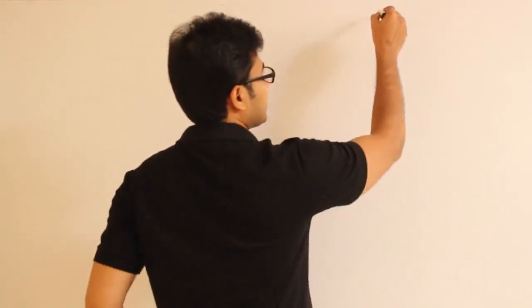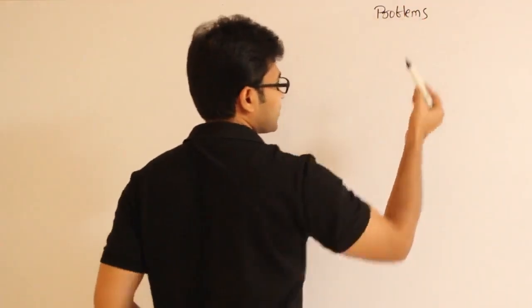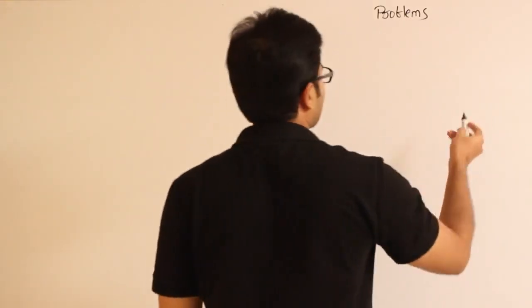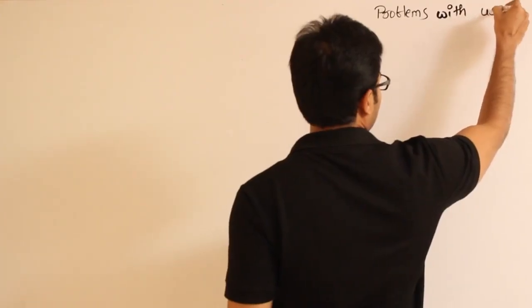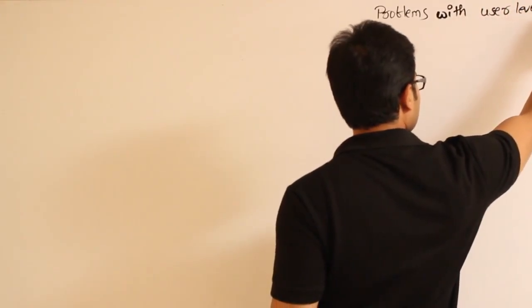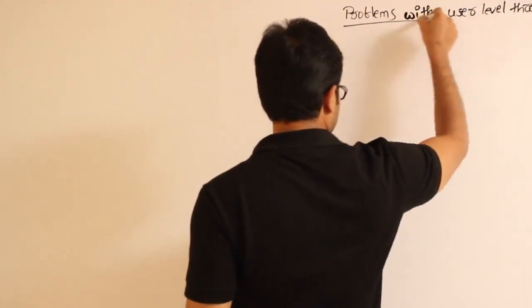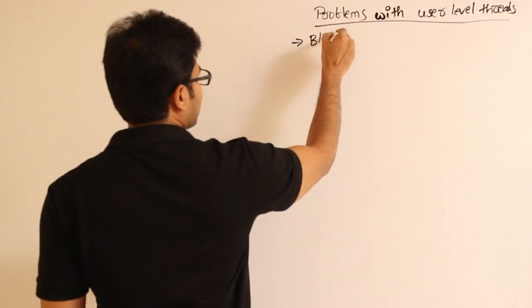We have seen that there are two problems, or disadvantages, with user level threads. So what are the problems? The first is blocking system calls.